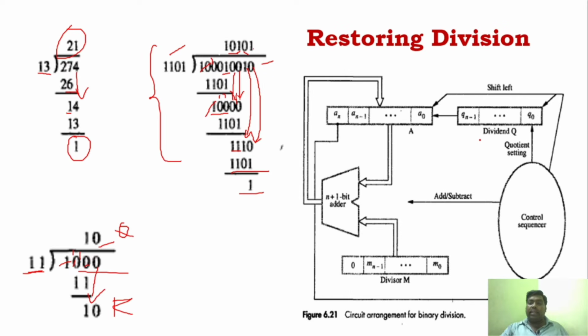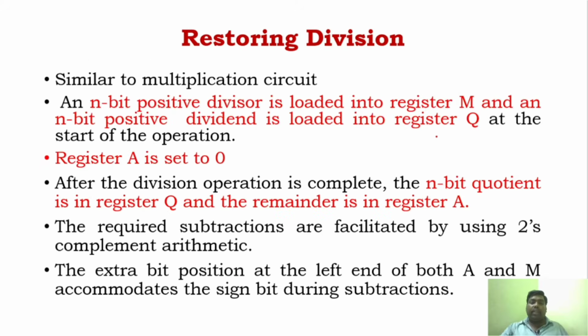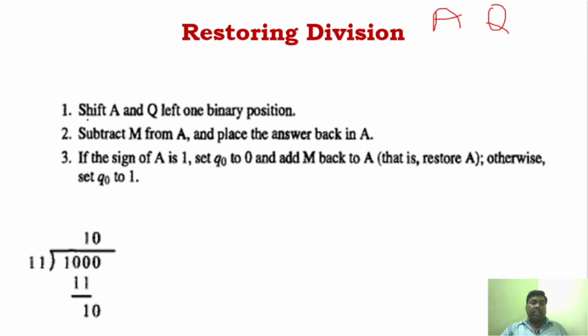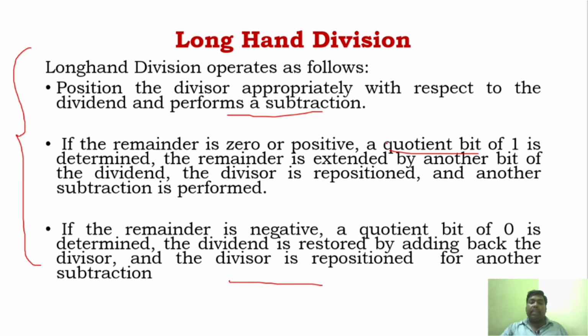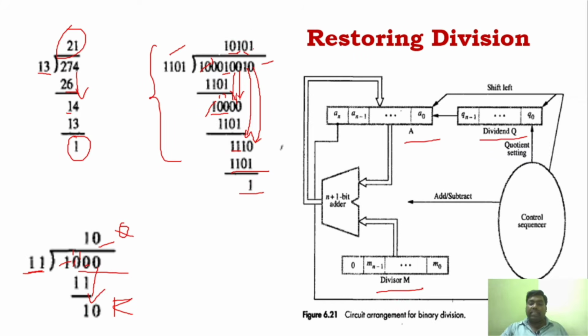Q is where we will place the dividend. The accumulator we'll just use for storage purposes. For every operation, you have to shift one position left, that is A and Q. Then the next step is to subtract M from the accumulator. M is the place where you will save the divisor.